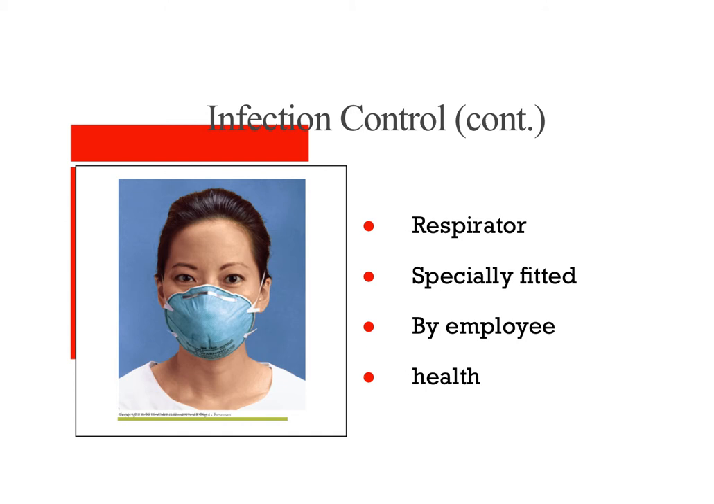This is the N95 respirator mask. This is specially fitted by Employee Health. We use this when we're going into isolation rooms for things like TB, chicken pox, those kinds of things. Okay, it's different than your regular mask that you put on.